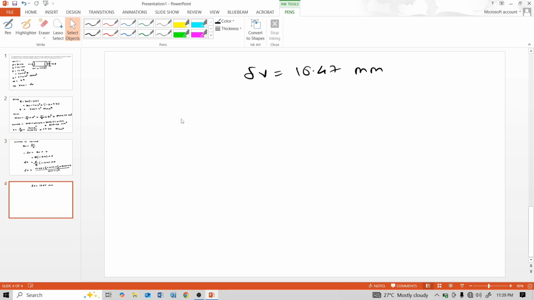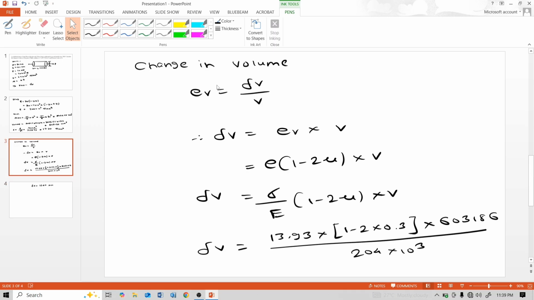This is change in volume, 16.47 mm cube. See here also, see the relation between formulas. EV is equal to change in volume to the original volume. That means volumetric strain is also inversely proportional to the original volume of that bar.